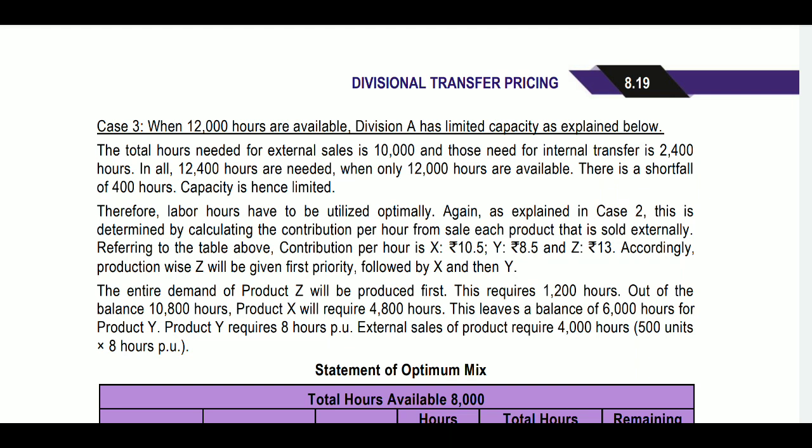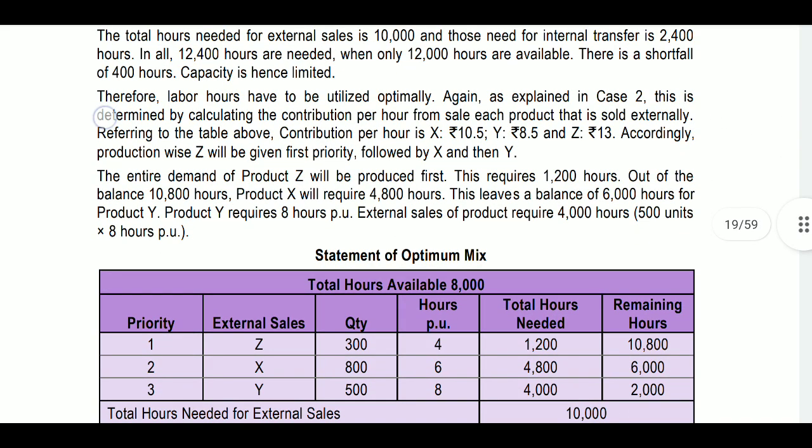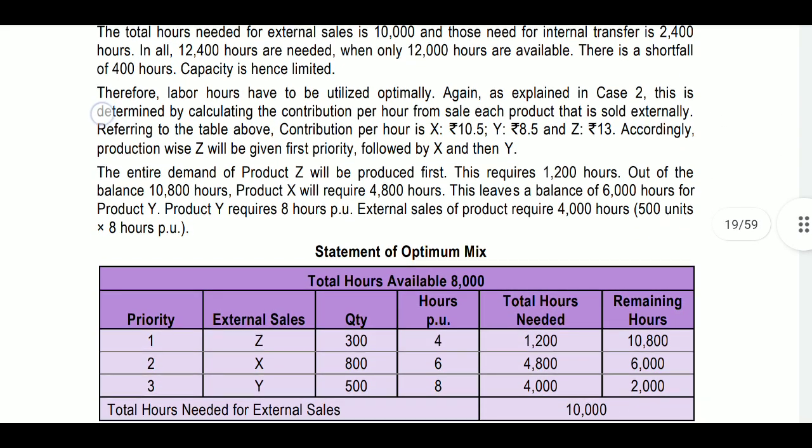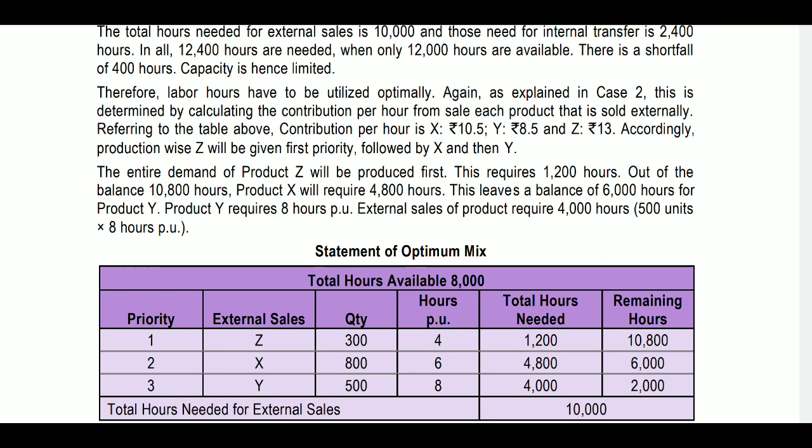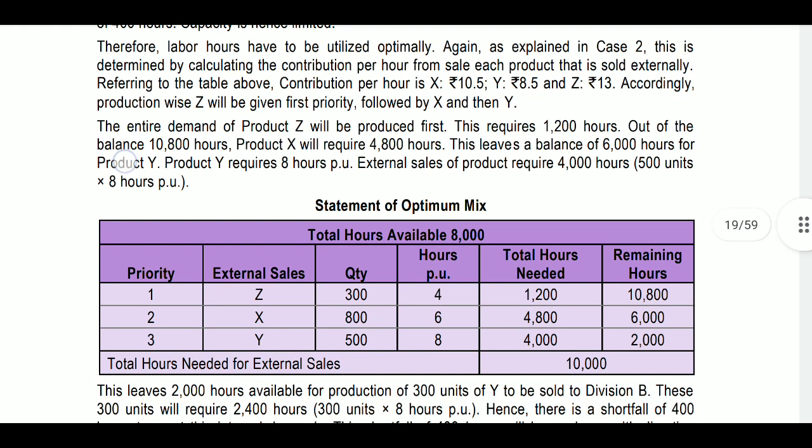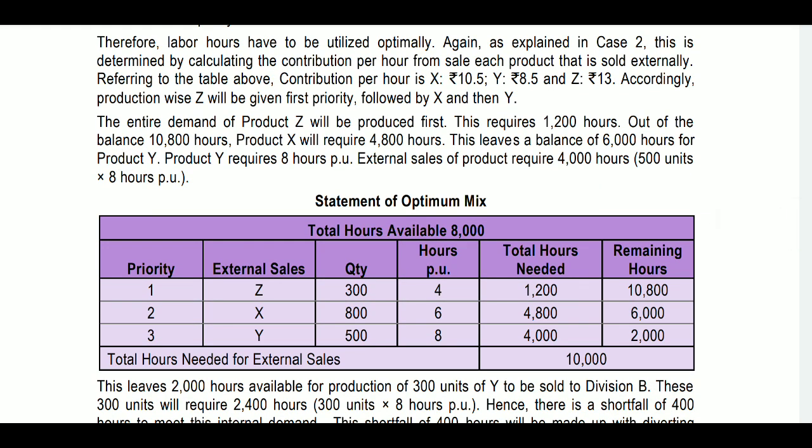So once we have limited capacity, we will calculate the loss of contribution, that is the opportunity cost. Here who will bear that opportunity cost loss, we will calculate that. The same contribution we calculated in the last one. So preference will be Z, X and Y, and we have 10,000 hours. For 10,000 hours, 1,200, 4,800, 4,000. So the remaining hours will be 2,000.